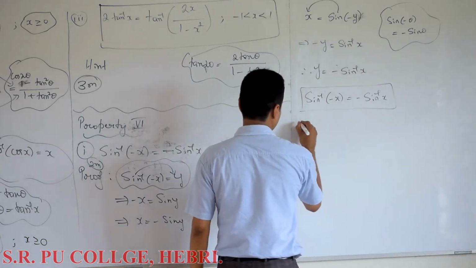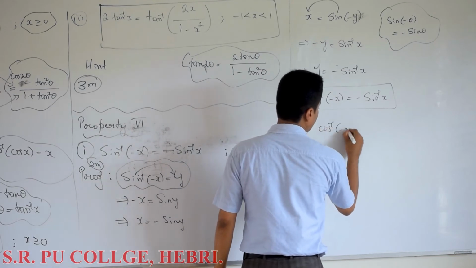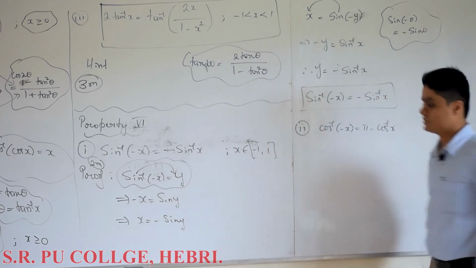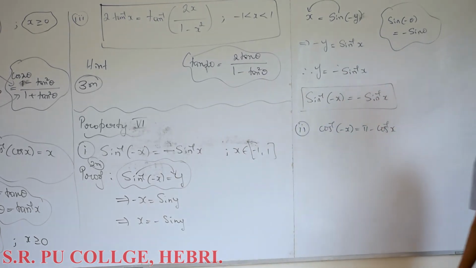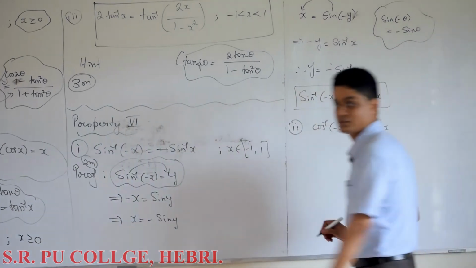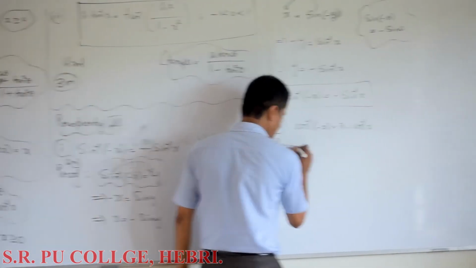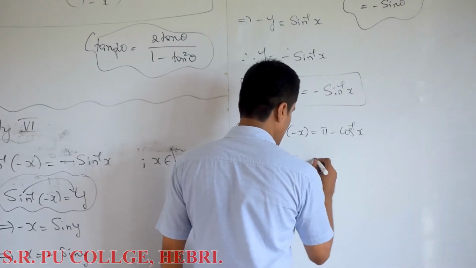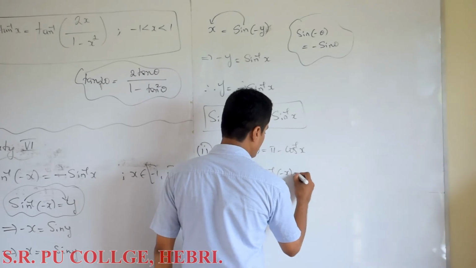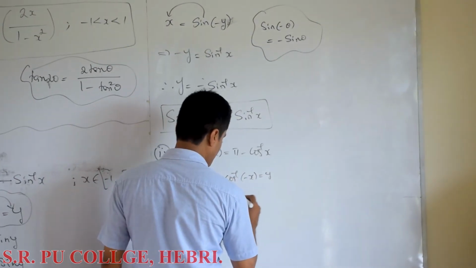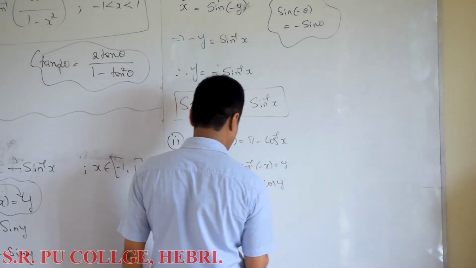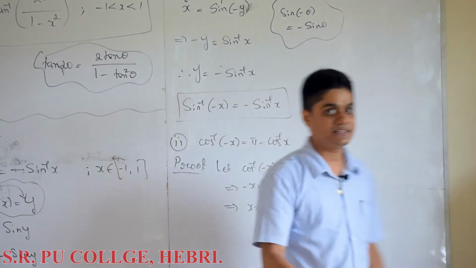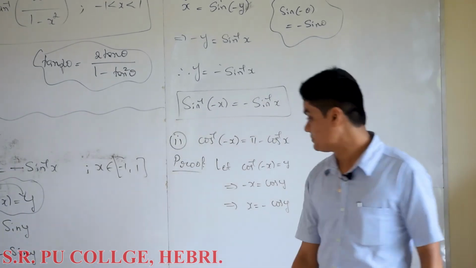The second one, cos inverse of minus x is equal to pi minus cos inverse of x. The proof is again important and simple, just like the first set. Again take cos inverse of minus x is equal to y. This implies minus x is equal to cos y. This implies x is equal to minus cos y. Now how to take this minus sign inside?